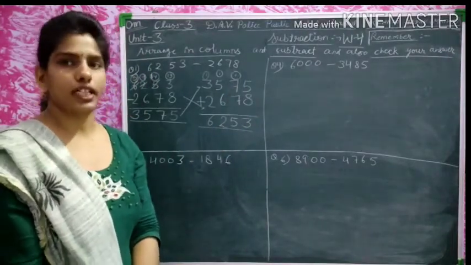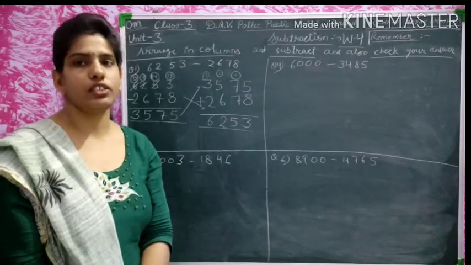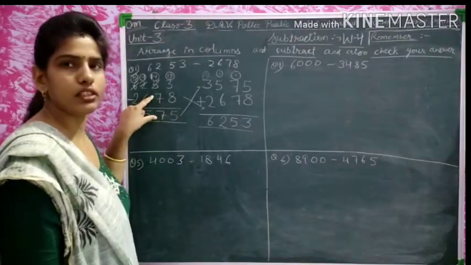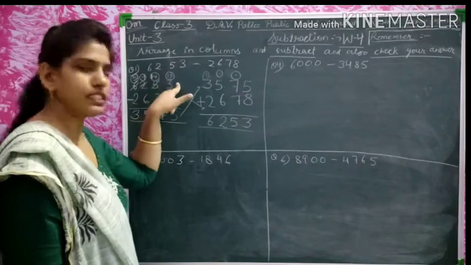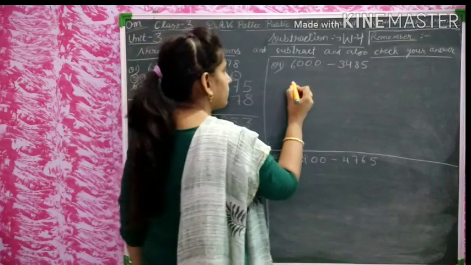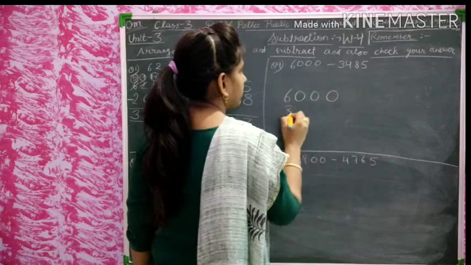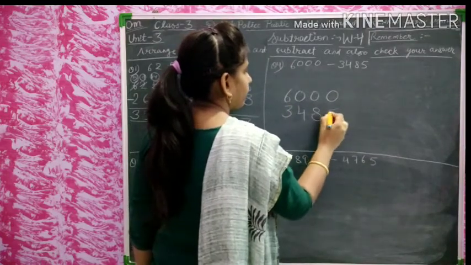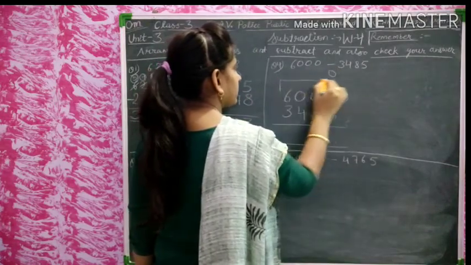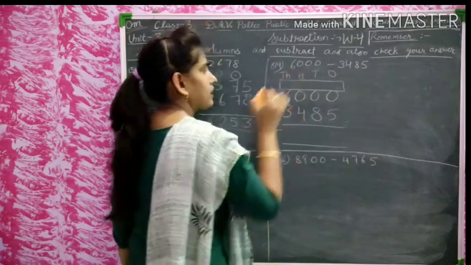Same question. Arrange in columns first and then take the difference, subtract, and then check the answer. For checking the answer, we will add both these numbers. If the answer becomes this number, it is correct. Okay students, now let's see. There is the number 6000 and 3, 4, 8, 5. This is the ones, tens, hundreds, thousands place.